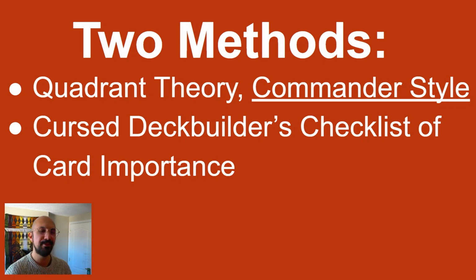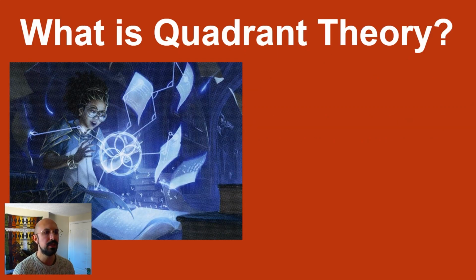I'm going to hide that for a little bit, but basically it is how I use a system of positives and negatives and try to narrow how important a card is and therefore its general power level or my general interest in including it in a deck. But let's start with Quadrant Theory.